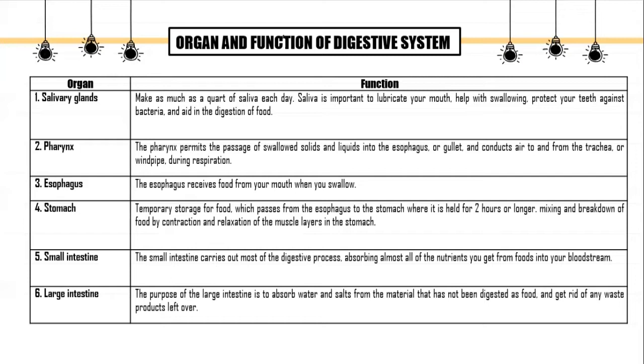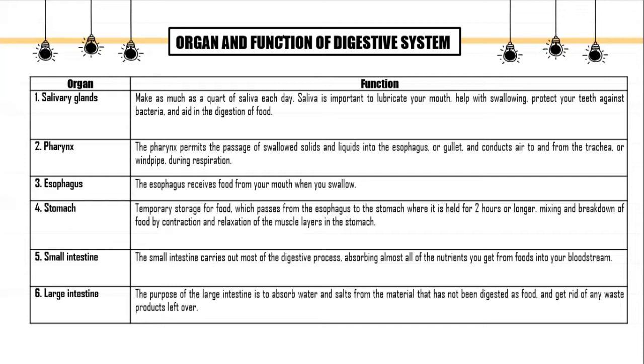Fourth is the stomach. The stomach is a temporary storage for food which passes from the esophagus to the stomach, where it is held for two hours or longer, mixing and breaking down food by contraction and relaxation of the muscle layers in the stomach. The stomach also secretes acid and enzymes that digest food, and muscle contraction enhances the digestion.